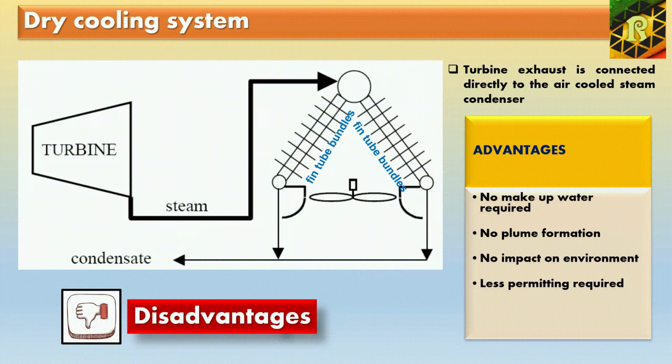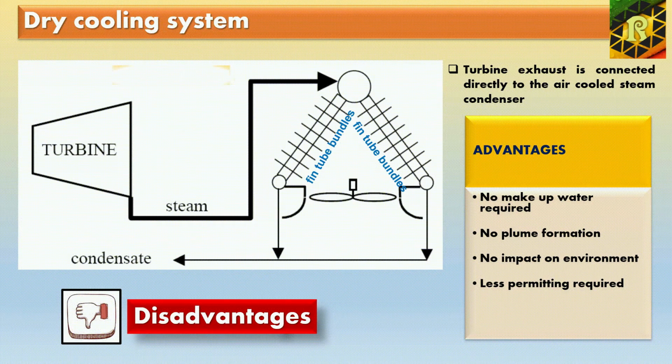In dry cooling system, the turbine exhaust is connected directly to the air-cooled steam condenser. That is why it is also called a direct system. Steam exiting from turbine directly goes to the fin tube bundle surfaces. It has the following advantages: no makeup water is required, no plume is formed, no impact on environment.